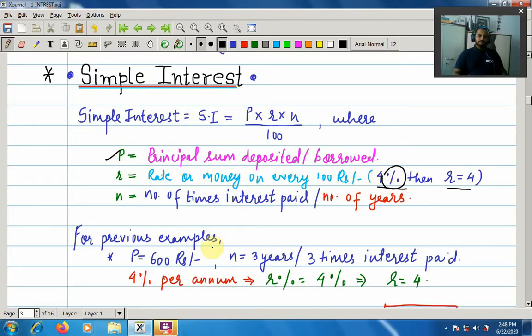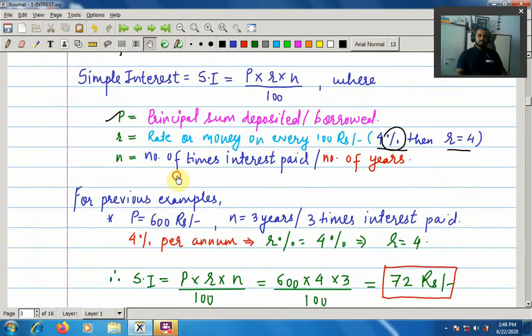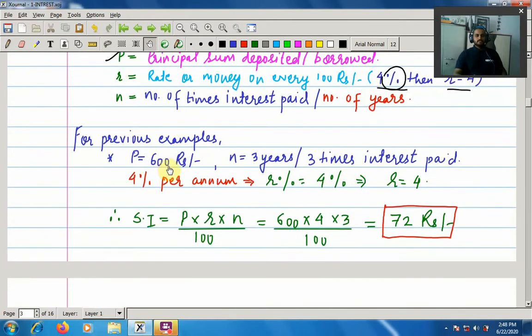So for the previous example, P was 600 rupees. N is the, oh, we haven't discussed what N is. N is the number of times interest is paid, or in some cases, it is the number of years. In some cases, when my rate of interest is per annum, annually, this N is exactly equal to the number of times interest is paid and the number of years, because the number of times and number of years for annual deposition of interest are equal.